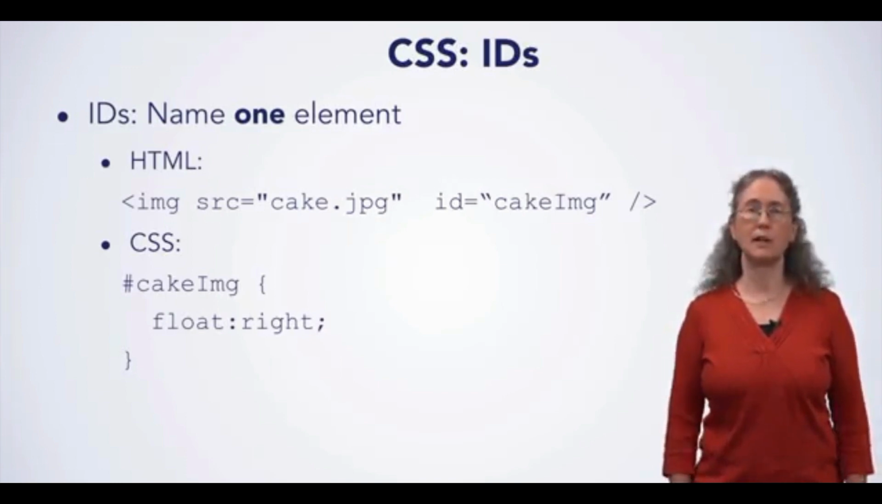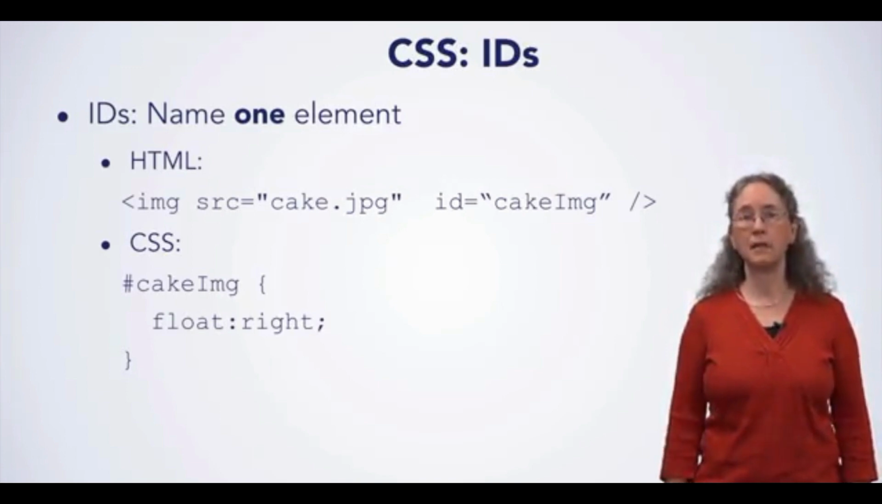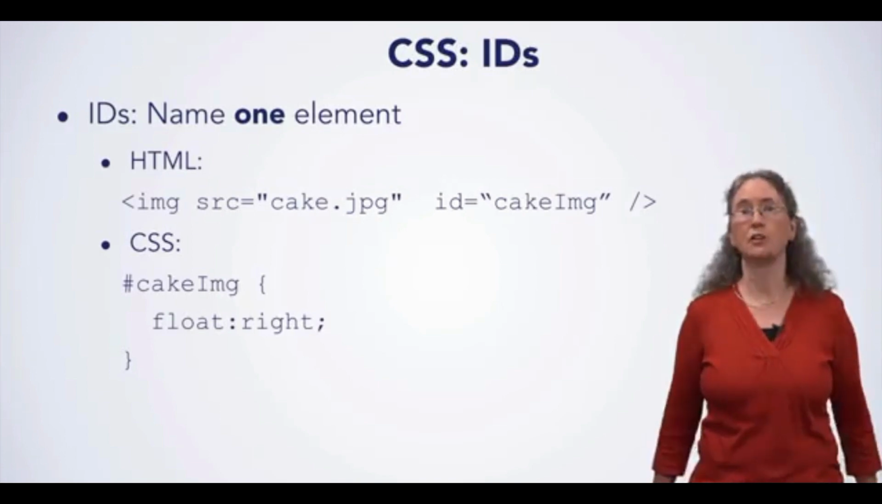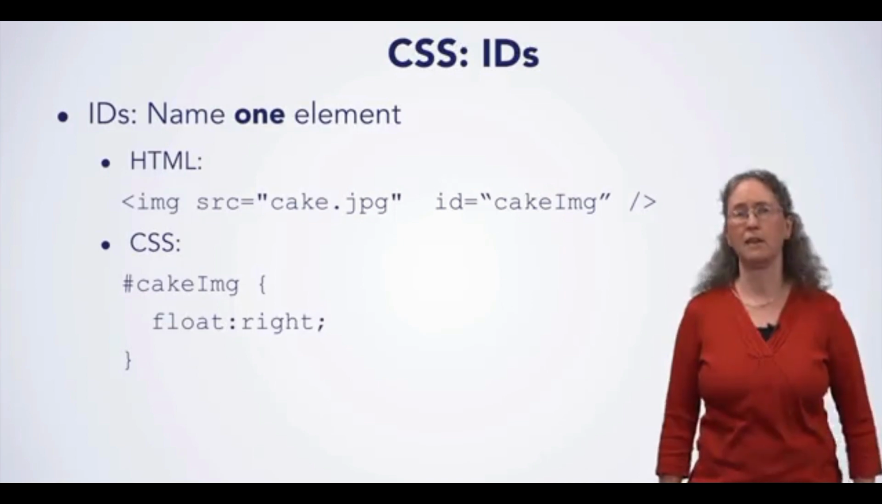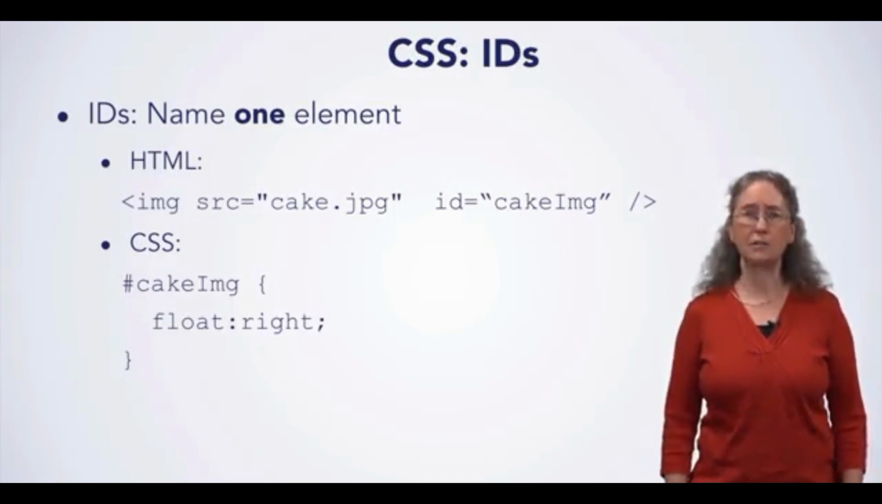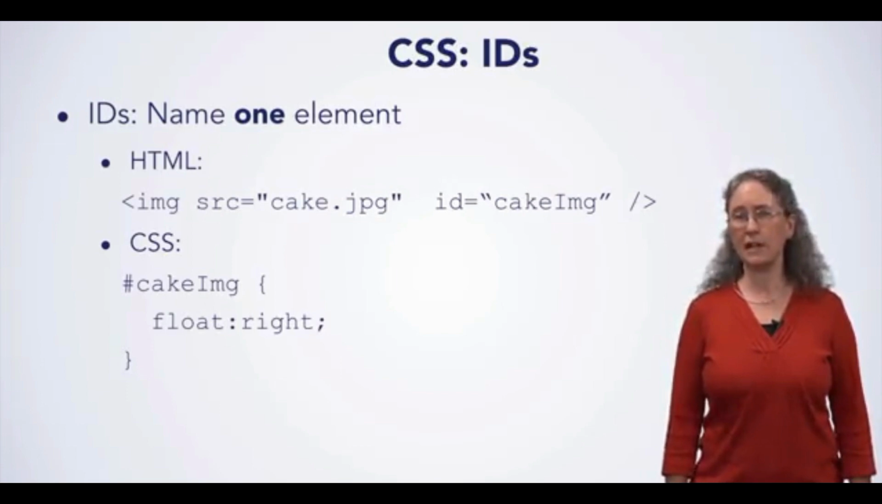Notice the difference between a class, which can be applied to many elements, and an ID, which can only be applied to one element. In this example, the web page has a picture of a cake, which we want to style in a particular way. We have specified ID equals cake img inside the img tag. Now in the CSS, we can describe the styling for cake img. Notice how the selector for an ID starts with a #.